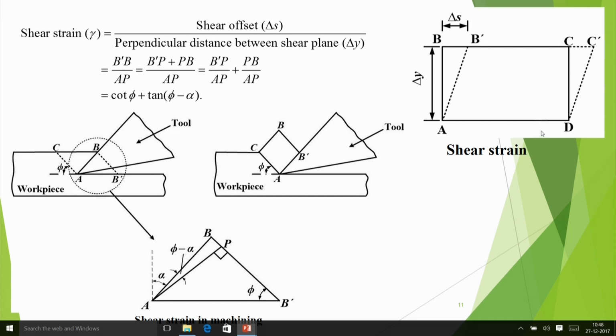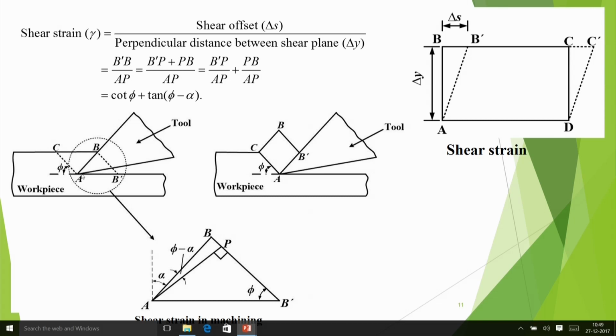Let us say that BB dash is delta S and AB is delta Y, then delta S by delta Y will be the shear strain. So, shear strain will be the shear offset delta S divided by the perpendicular distance between shear planes. The same concept we apply here. Suppose there is a tool, I am doing machining, maybe some material was like this.